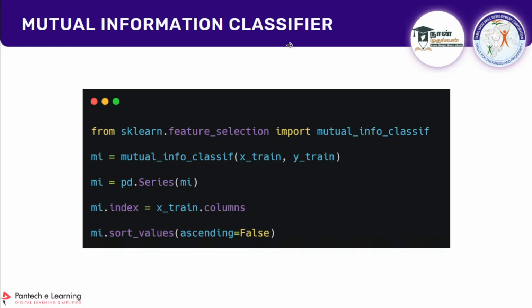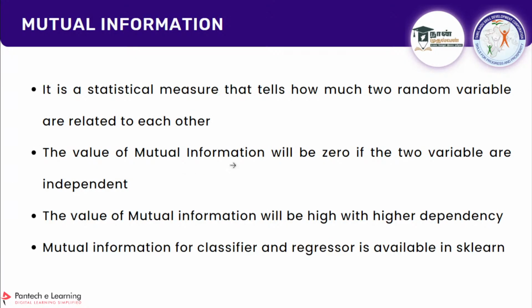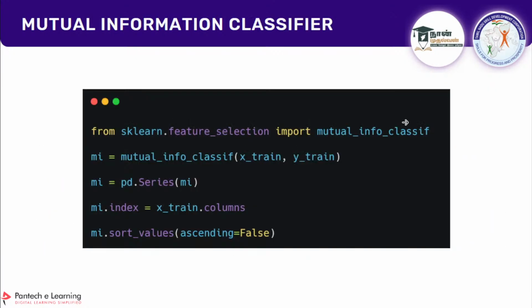For that you can go with this classifier option: from sklearn.feature_selection import mutual_info_classif. You can create an object for it, and you have to pass the x train and y train values. See here, it is going to compare the x value with the y value. If you have 4 columns in x, imagine the iris data set, we have 4 features, right? And we have the y column here. It is going to compare each column with y and give the value. So finally you can get some values.